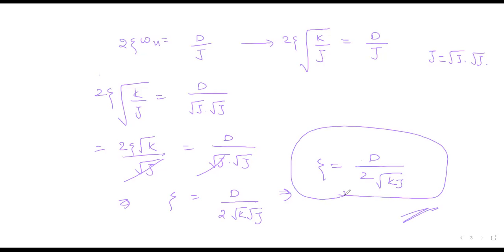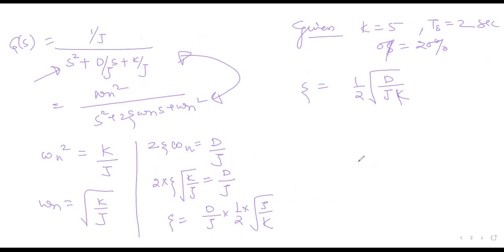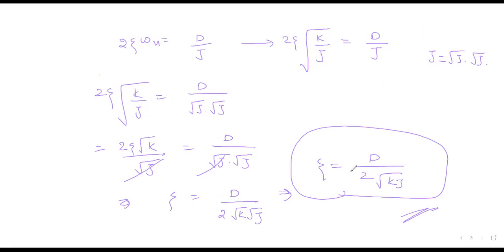Understood now? Now see the formula. What formula did we have? Let's go back. Do you have a calculator? Not with me. Zeta is minus ln. Where did you get that formula? In your PPT.